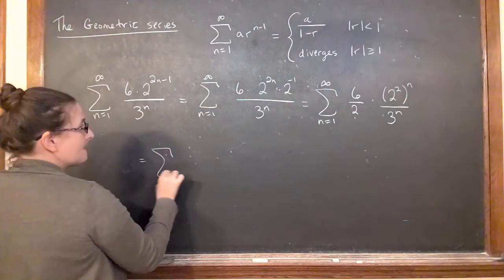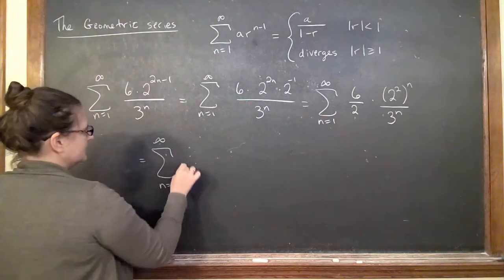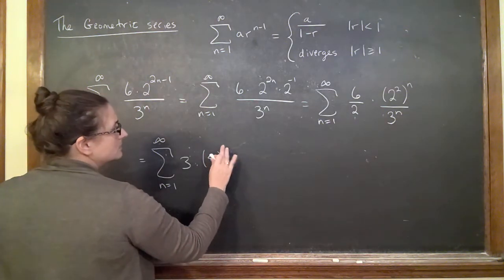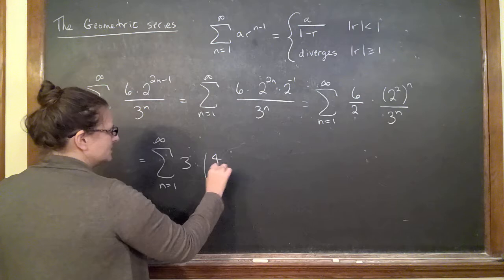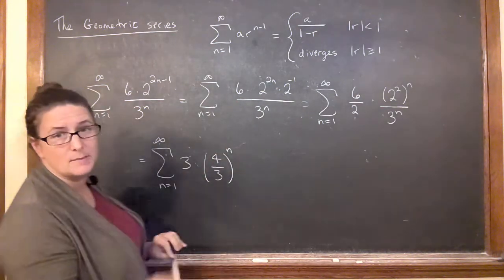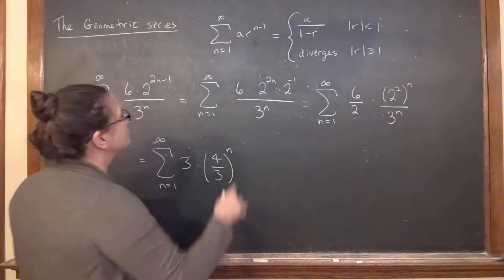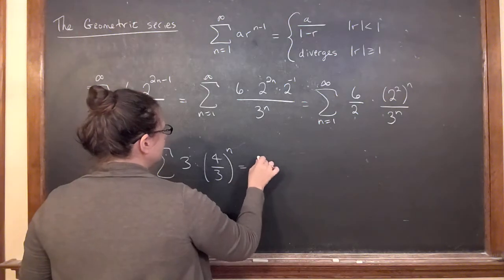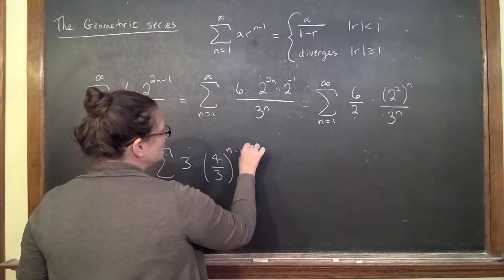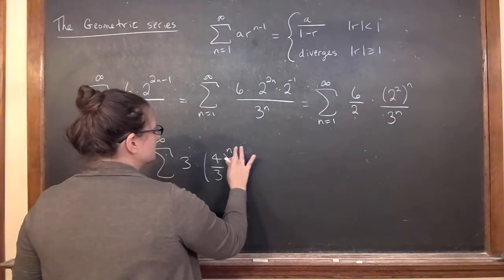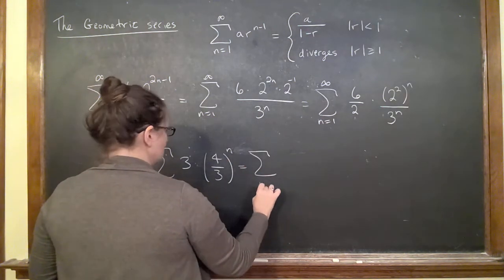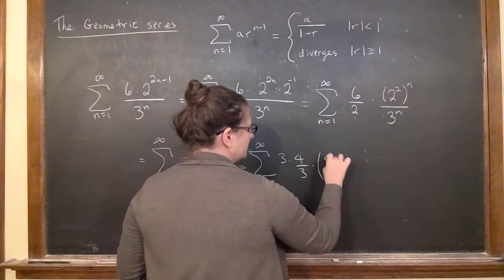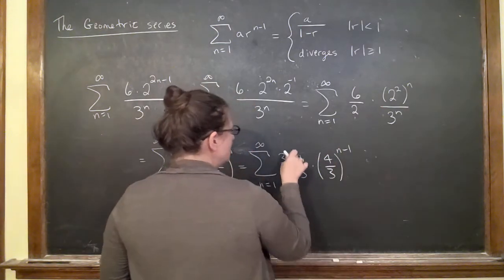So I've got 3, and then this looks like 4 to the n over 3 to the n, or 4/3 to the n. I already know I'm out because I've got the 4/3. But to be perfectly correct, let's write it as n minus 1, which means I can always do this as n minus 1 plus 1, or I can pull out a 4/3. So essentially what I want is 3 times 4/3 times 4/3 to the n minus 1.